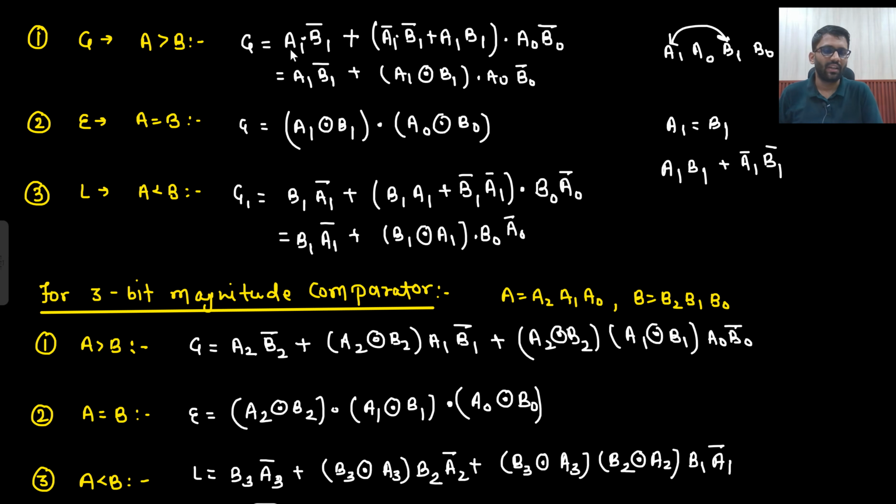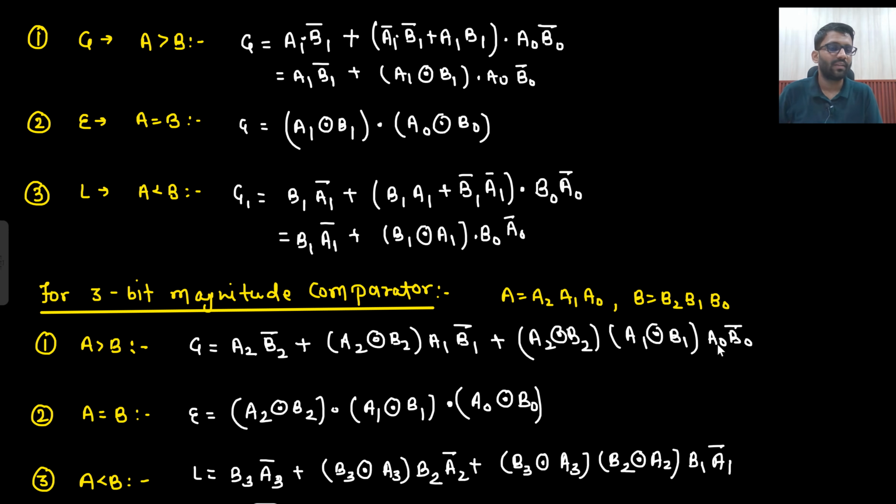So A will be greater than B if A1 is greater than B1, or if A1 is equal to B1, A naught is greater than B naught. That's it. So this is how you can say. For 3-bit, you can say that A2 is greater than B2, or A2 is equal to B2 and A1 is greater than B1, or A2 is equal to B2, A1 is equal to B1 and A naught is greater than B naught. In that manner you can proceed. So you can write down the final expression of any bit comparator, right?